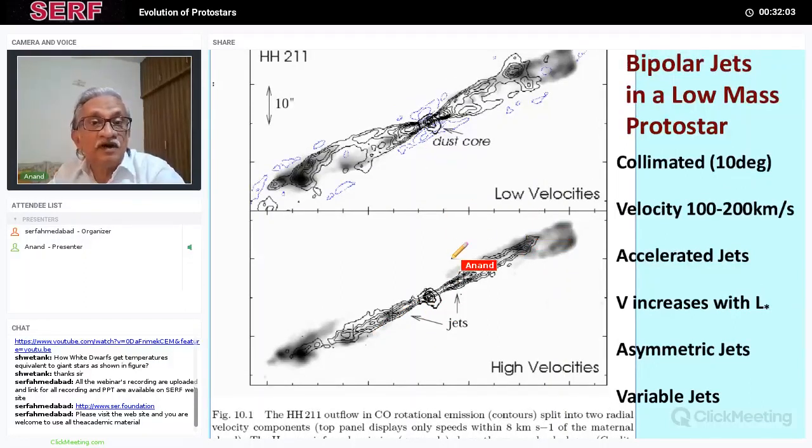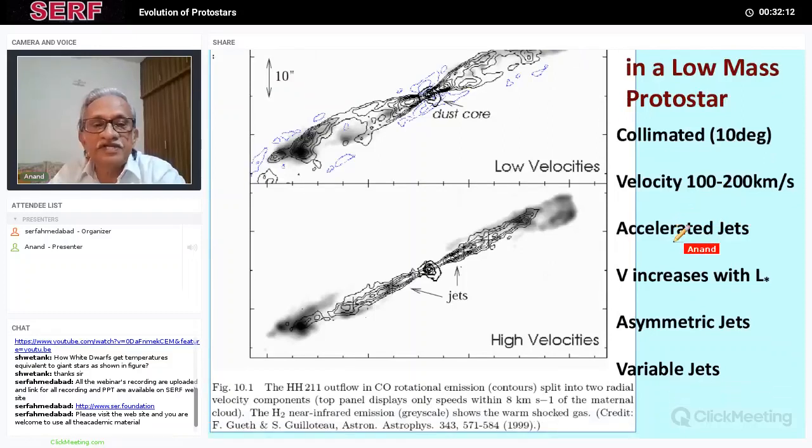So these are also collimated, as you can see. Very highly collimated beam kind of a thing, collimated to about 10 degrees. Velocities are reaching about 100 to 200 kilometers per second, and some of these are accelerated jets. And velocity increases with the luminosity of the central object. If the central object, the protostar, is highly luminous, then the jets have higher velocity.